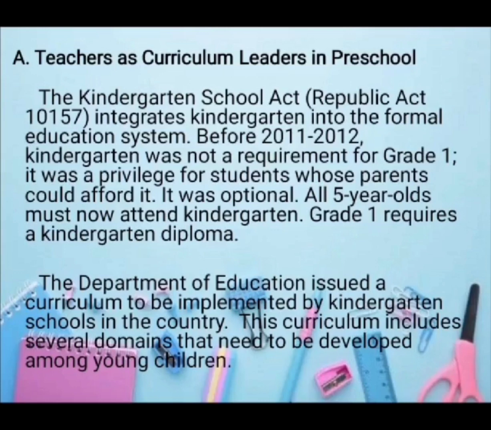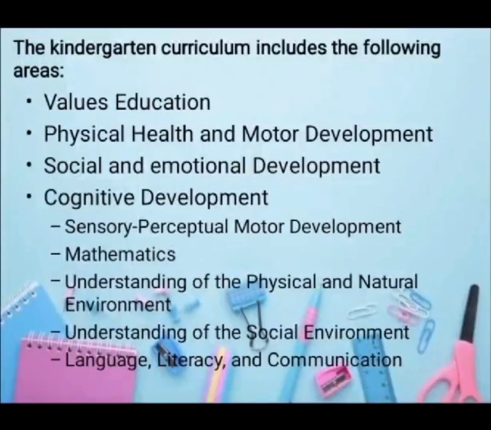The Department of Education issued a curriculum to be implemented by kindergarten schools in the country. This curriculum includes several domains that need to be developed among young children. Number 1 is values education, physical, health and motor development, social and emotional development, and cognitive development.